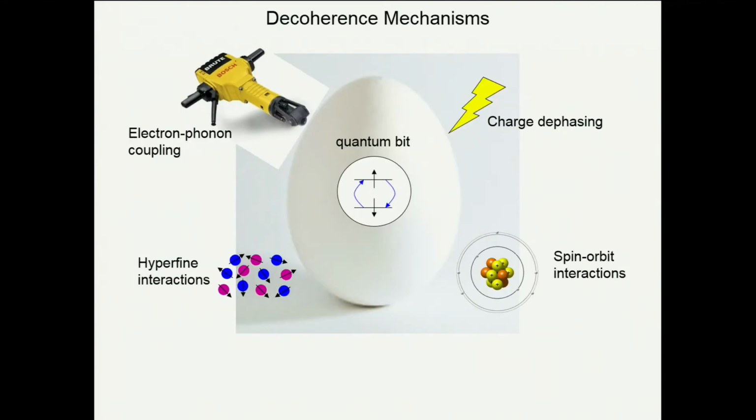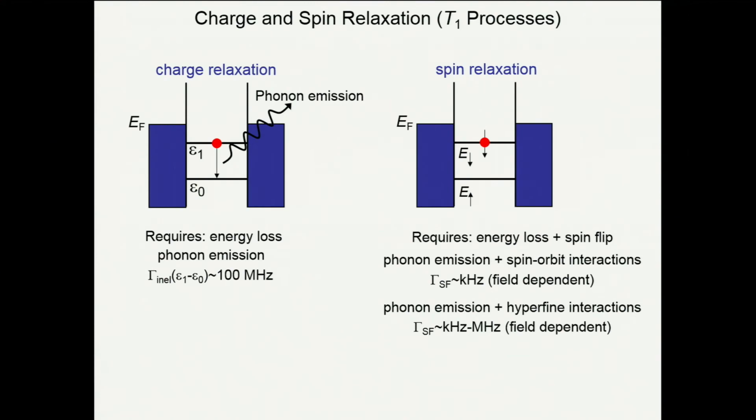Let's talk about decoherence a little bit. In terms of our quantum bits, we have a single electron. It's trapped in a quantum dot. It's sensitive to charge. There's charge dephasing. There's electron-phonon coupling. And there's spin orbit and hyperfine interactions. And all these interactions lead to errors. And errors can be in the form of relaxation, energy relaxation between our two qubit states, or dephasing of our states. So let's talk about the basics of quantum dots and the different forms of relaxation.